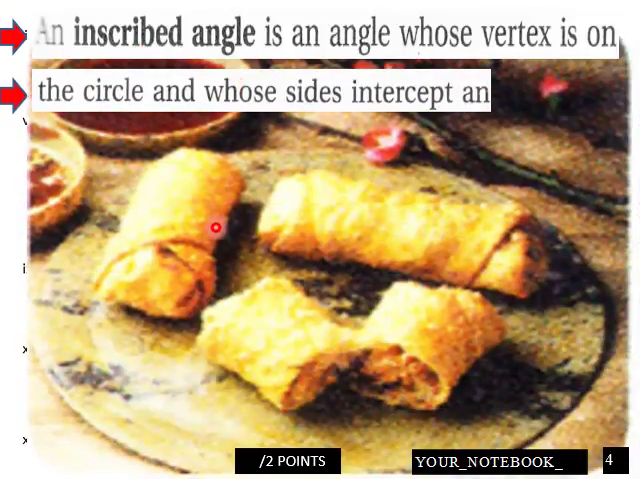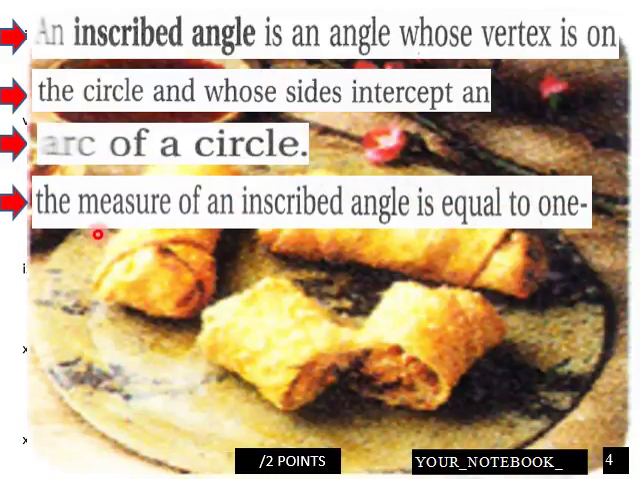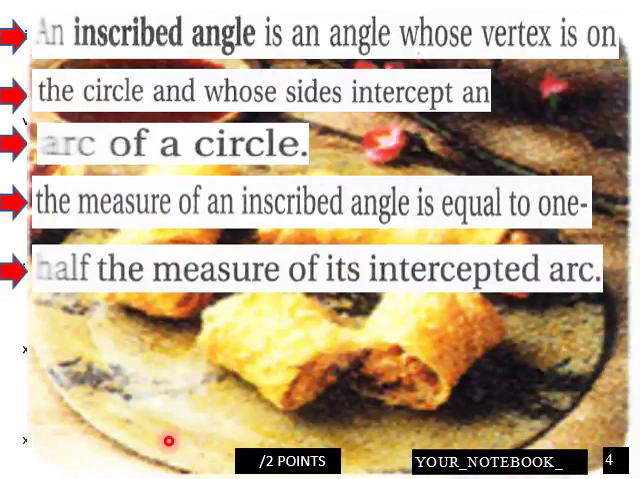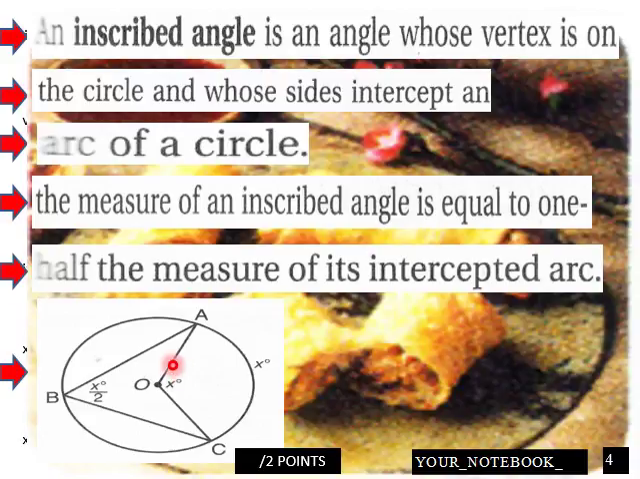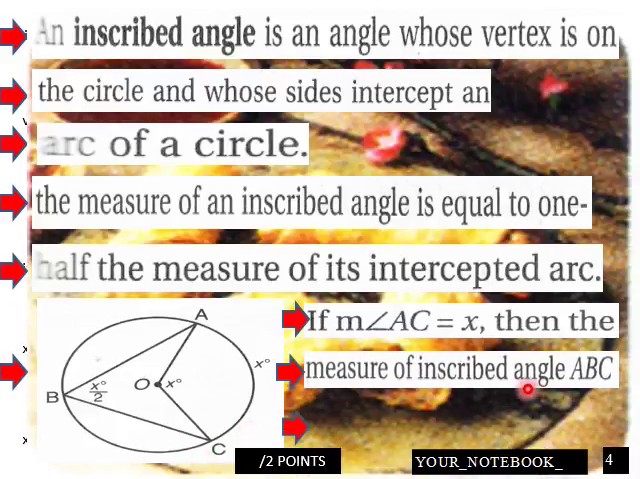An inscribed angle is an angle whose vertex is on the circle and whose sides intercept an arc of the circle. The measure of an inscribed angle is equal to 1/2 the measure of the intercepted arc. So, for example, here to here, this angle measure would be 1/2 of the arc measure there. If the measure of arc AC equals x, then the measure of the inscribed angle ABC is 1/2 of this.